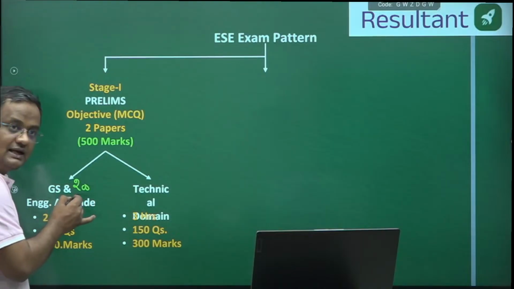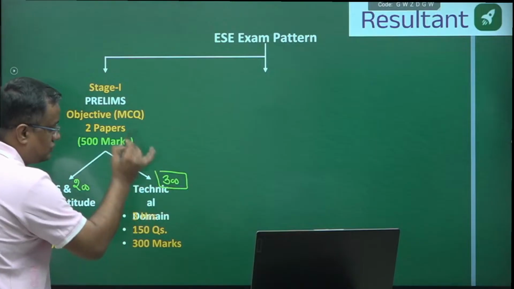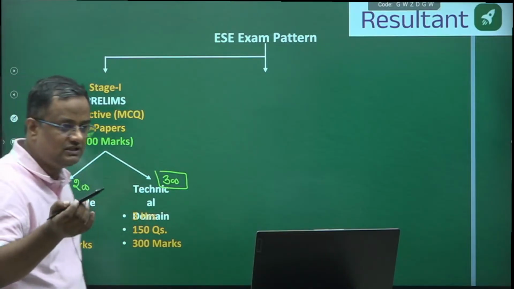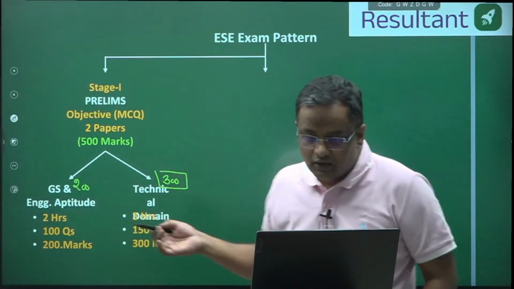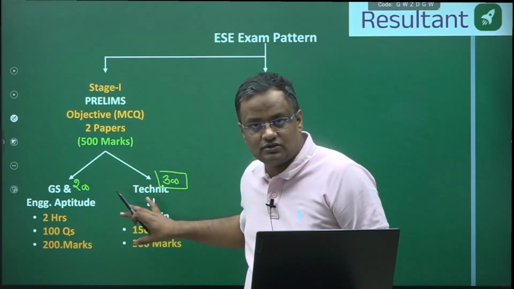Okay, 100 questions, every question of 2 marks. Here it will be of 300 marks. 150 questions, every question of 2 marks. Negative marking is 1/3. For 2 marks, the 1/3 is -2/3. Okay. Now, guys, in technical, all technical subjects will be coming.